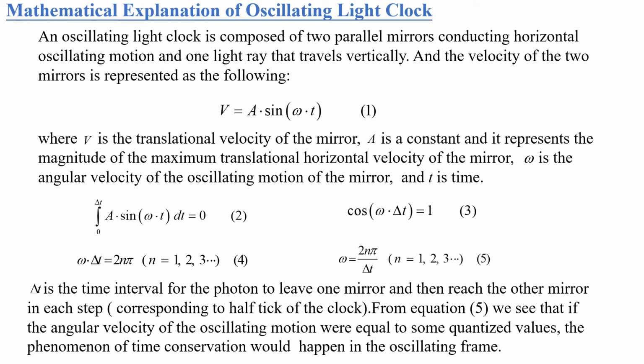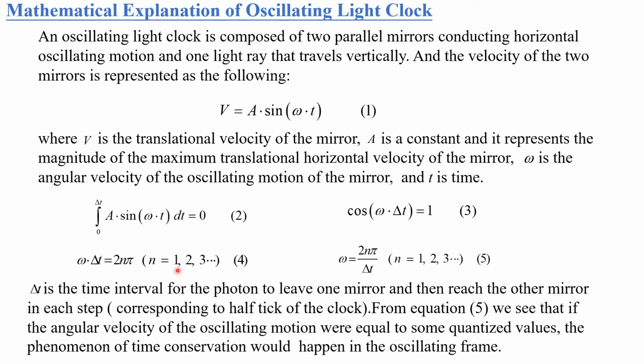This slide is about the mathematical explanation of the oscillating light clock. Equation 1 shows the velocity of the mirrors. Equation 2 shows the oscillating motion of the 2 mirrors. From equation 2, we have equation 3: cosine omega t equals 1.